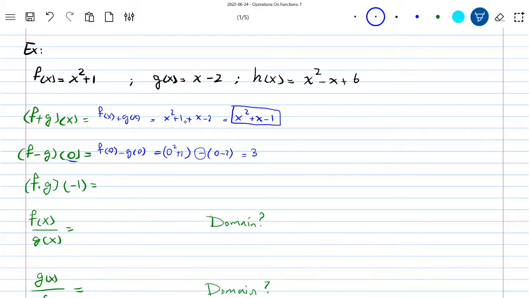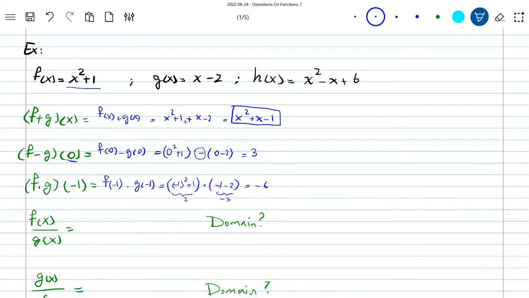Now, what is (f * g)(-1)? This means f(-1), the input is negative 1, multiplied by g(-1). Figure out what f(-1) is. How do I do that? I replace negative 1 into the function f: negative 1 squared plus 1. Whatever this is, this would be f(-1). Multiply by g(-1), which is replacing negative 1 into function g: negative 1 minus 2. So calculate. This is 2. This one is negative 3. You multiply them together, and the result is negative 6.